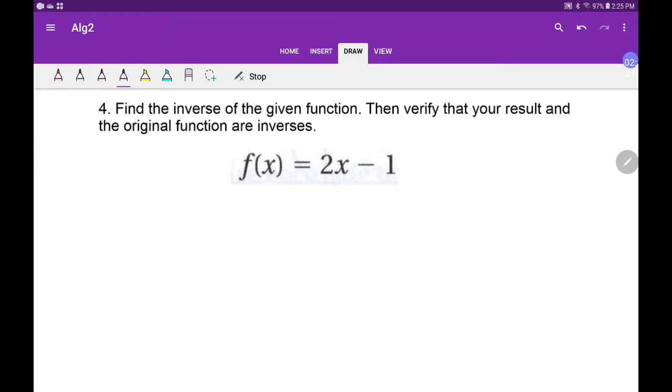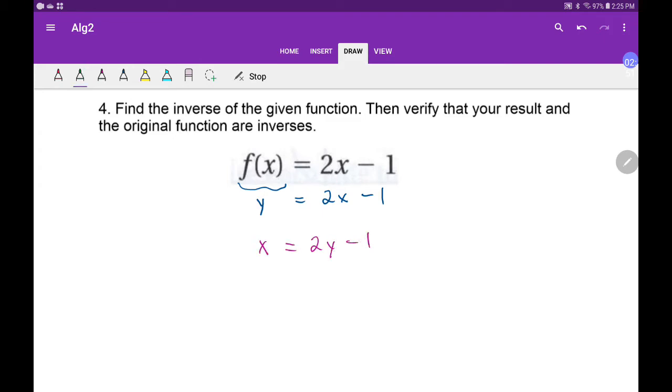Find the inverse function, the easiest way to do it. You know that f of x does not mean f times x. That is not what we're doing here. This is a function in terms of x, also known as y. So we say y is equal to 2x minus 1. And we switch the x and the y. So we say x is equal to 2y minus 1.